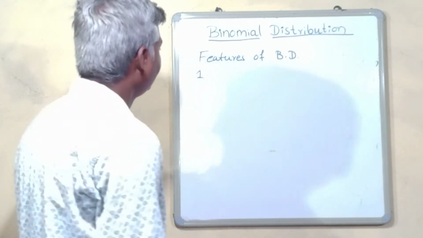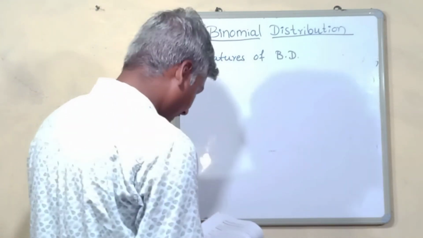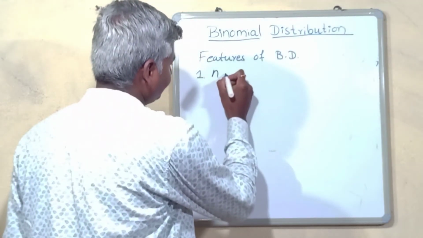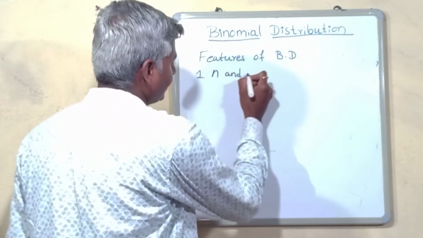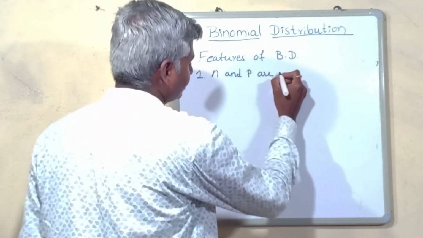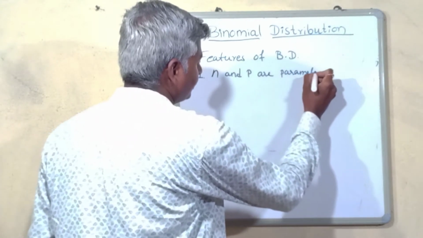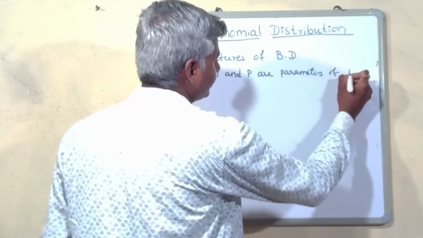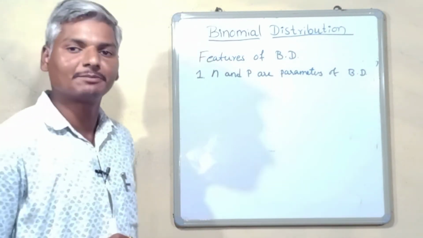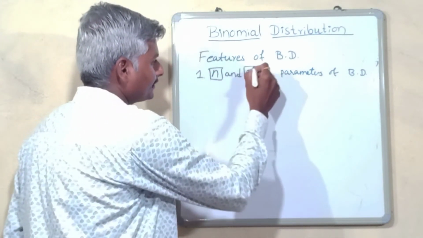Here the first thing is n and p are the parameters of binomial distribution. There are two parameters of binomial distribution, that is n and the other one is p.